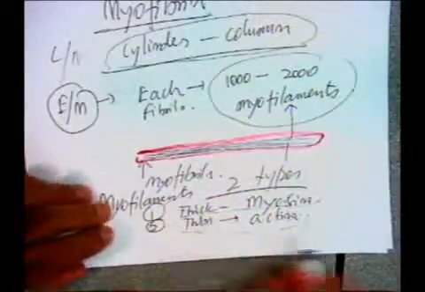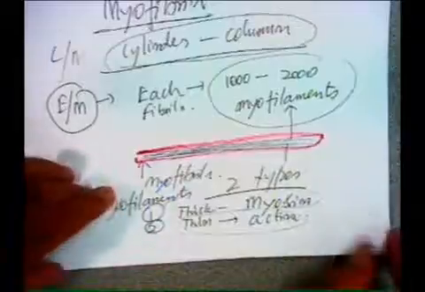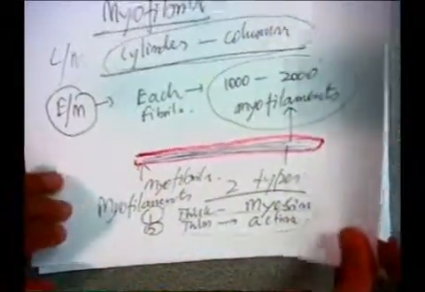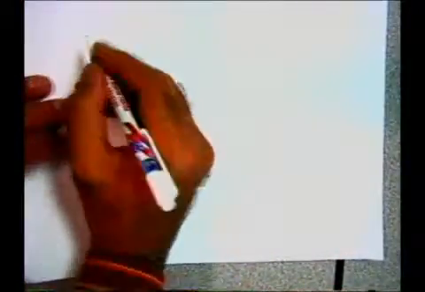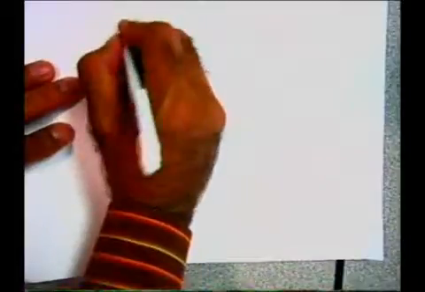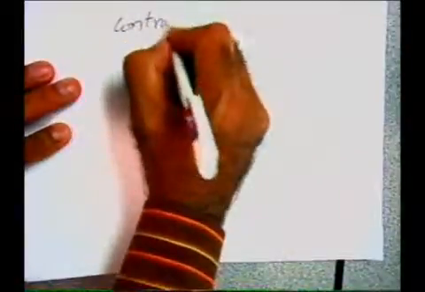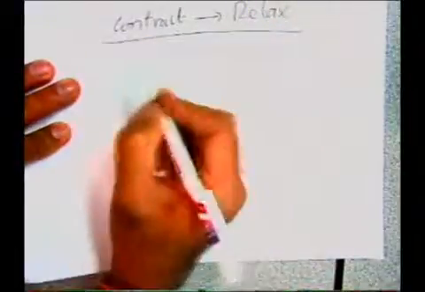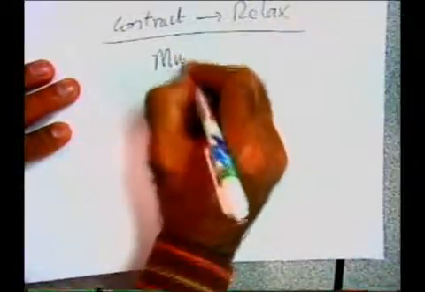Where do you find this myofibril? What is the action of actin and myosin? I think you have studied this in the earlier classes. It constitutes the muscle, right? The filaments have contractile ability, they contract and relax. Where do you find the contract and relax? The muscle tissue.